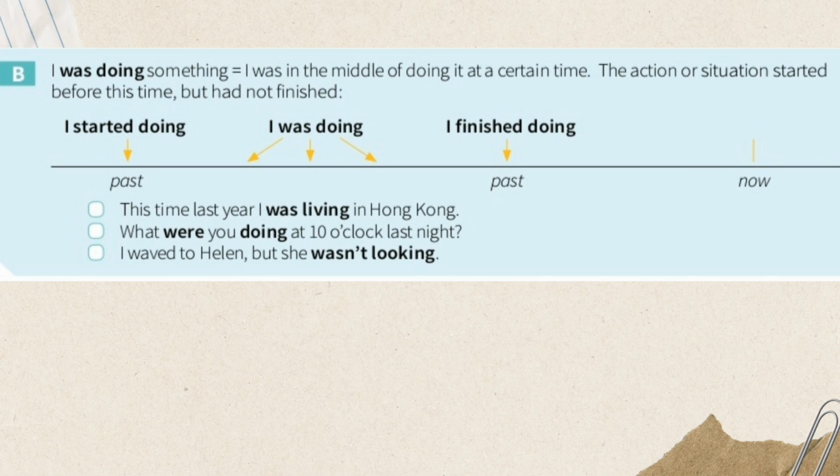And for negative sentence, to make a negative sentence, we add not. So subject plus was or were plus not plus verb ing. For example, I was not sleeping. They were not playing games. And for the question sentence, to make a question, we put was or were at the beginning. So was or were plus subject plus verb ing. For example, was she studying last night? Were they studying last night? Were they watching TV?